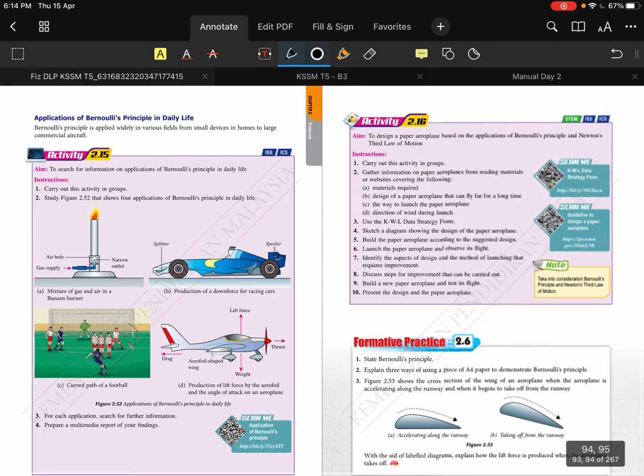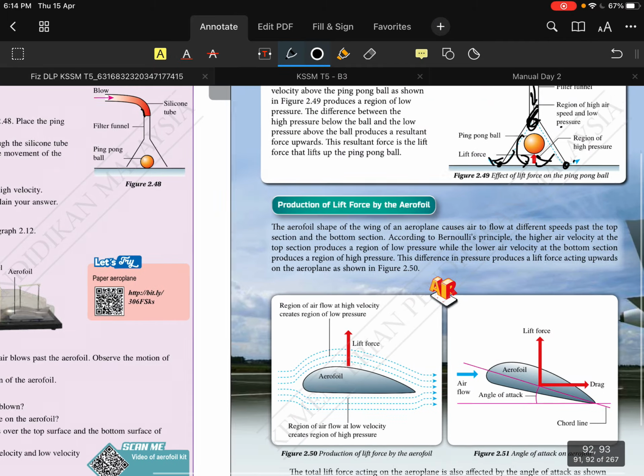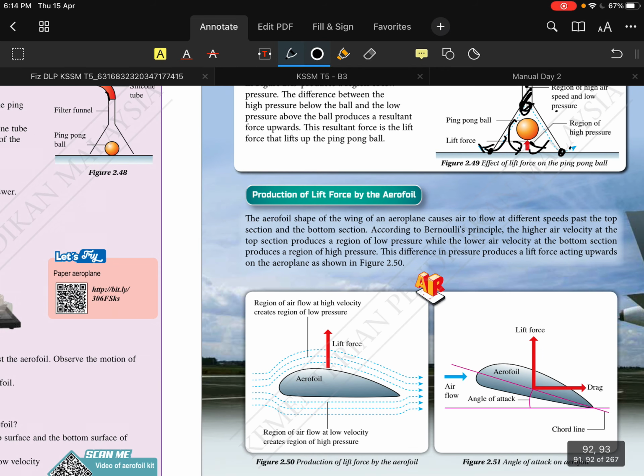Okay, then there's the aerofoil stuff, the aeroplane and things. Oh no, I don't really want to talk about this. Okay, something to do with kan. Okay.